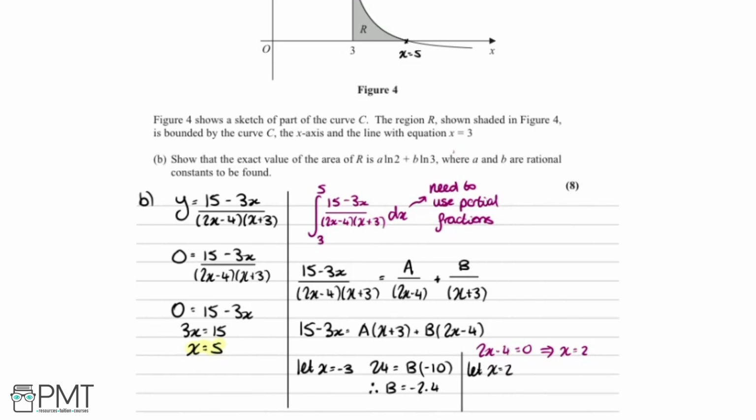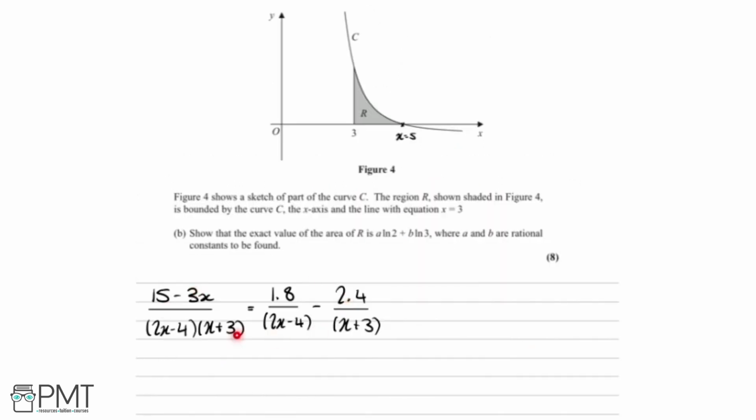So if we sub that into the left-hand side, we're going to get 15 minus 6, so we're going to get 9 equals, and the B gets eliminated because we're just multiplying it by 0. So for the A, we're going to have 3 plus 2, so we're going to have 5A. Therefore, A equals 9 divided by 5, which is 1.8.